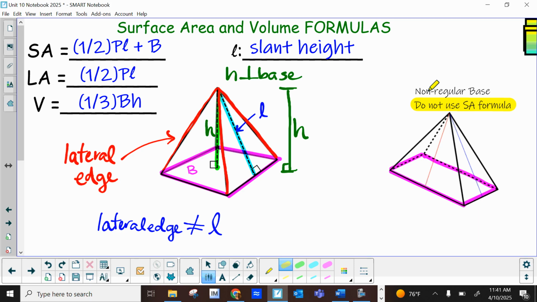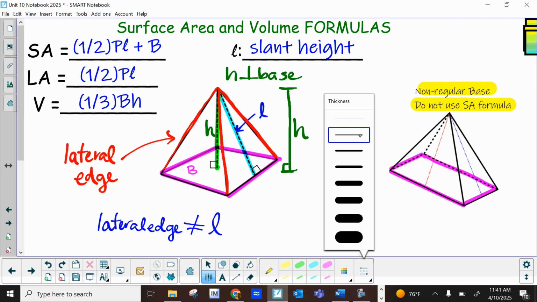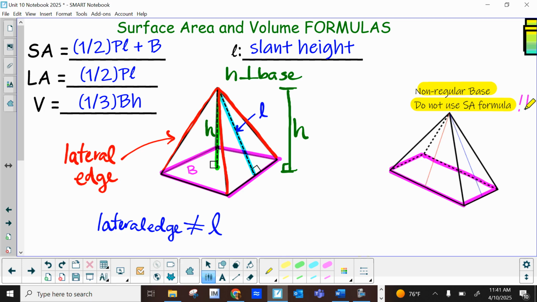Okay, so that is a non-regular base, and I'm actually going to add some exclamation points to that because you do not want to use the formula. Okay, now let me tell you why. Okay, you have this red triangle right here. And so then you have a particular base. This slant height is going to be different from this one because it has a different base.